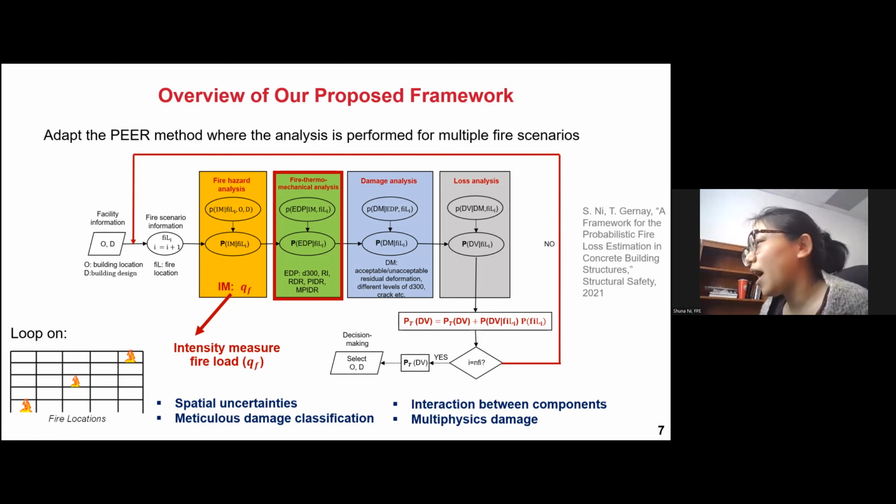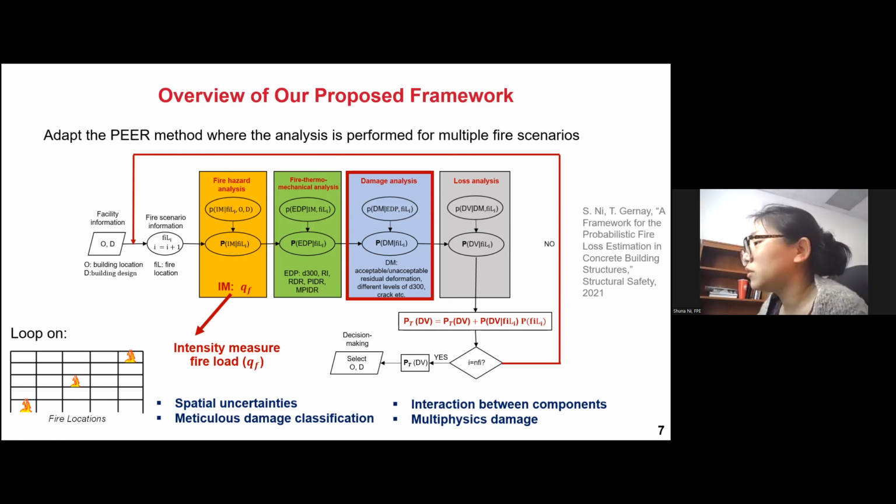The second step is the fire thermomechanical analysis. It mainly analyzes how the structure responds under the fire, but since it's a probabilistic framework, everything has to be described in a probabilistic manner. So the main output of this step is the probabilistic distribution of the engineering demand parameters.